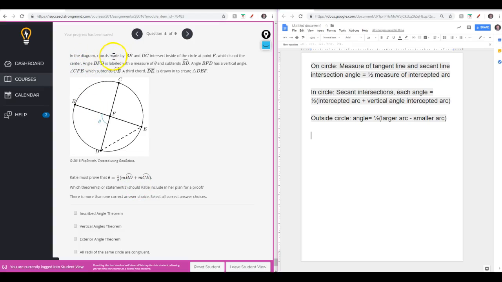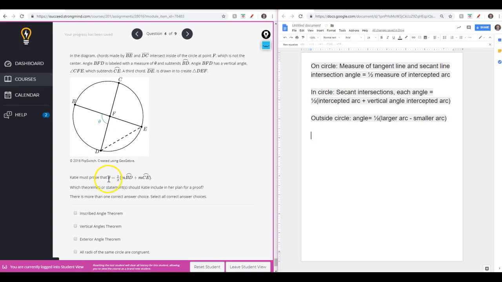So in the diagram, chords made by segment BE and segment DC intersect inside the circle at point F, which is not the center. Angle BFD is labeled with a measure of theta and subtends arc BD. Angle BFD has a vertical angle, angle CFE, which subtends arc CE. A third chord, segment DE, is drawn in to create triangle DEF.